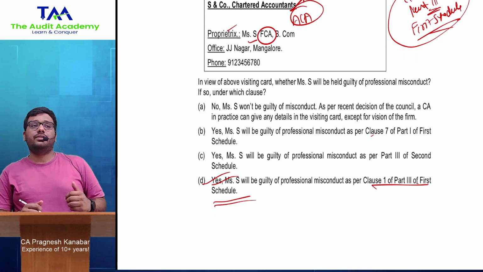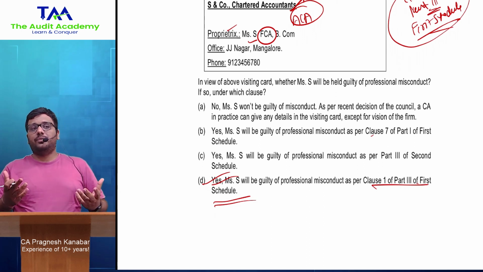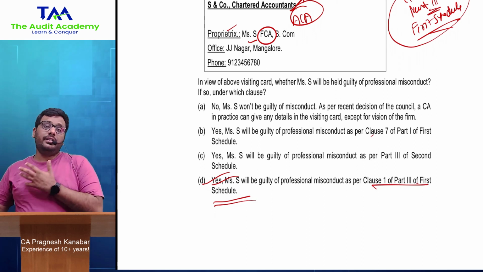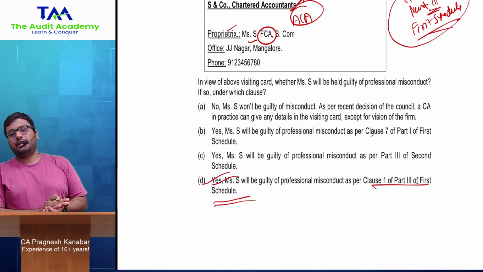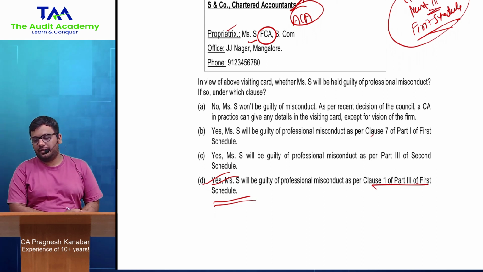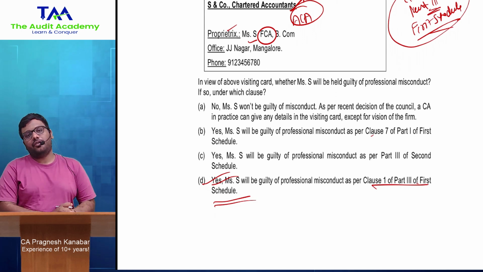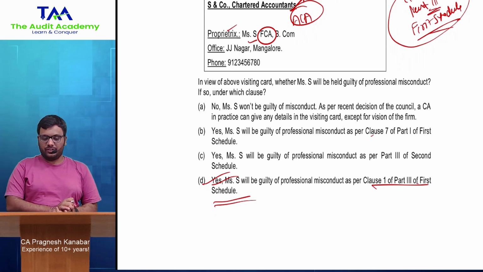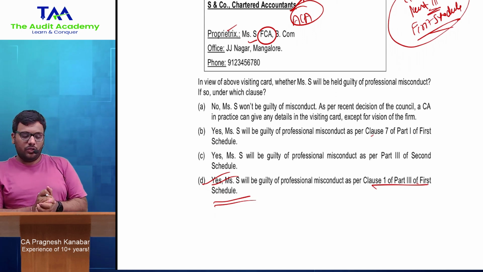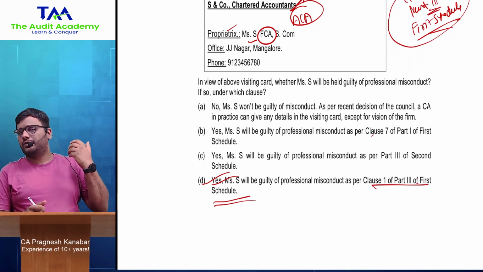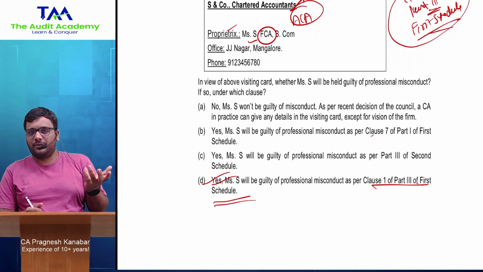And that is why in my lecture, after part 1 first schedule and part 1 second schedule is over, I take detailed discussions of all other parts of professional ethics, because there are so many other things in professional ethics, and they can set up the whole paper from there if they want to. All right, just to give you a surprise, like how we have done over here, clause 1 part 3 first schedule, they have questioned after so many years, I would say.